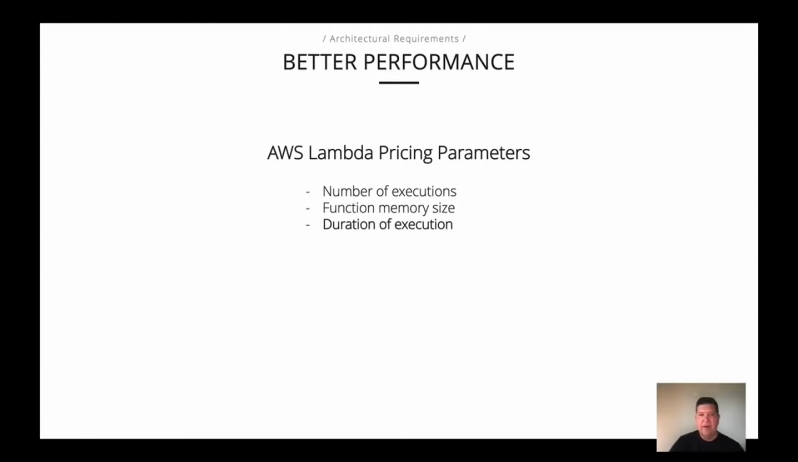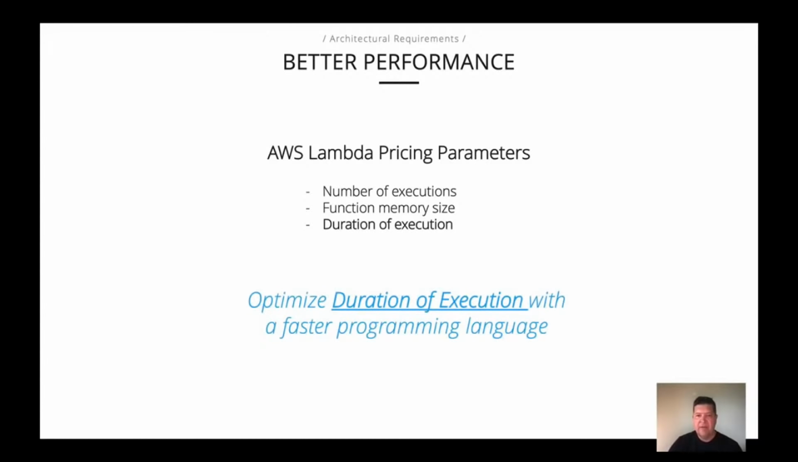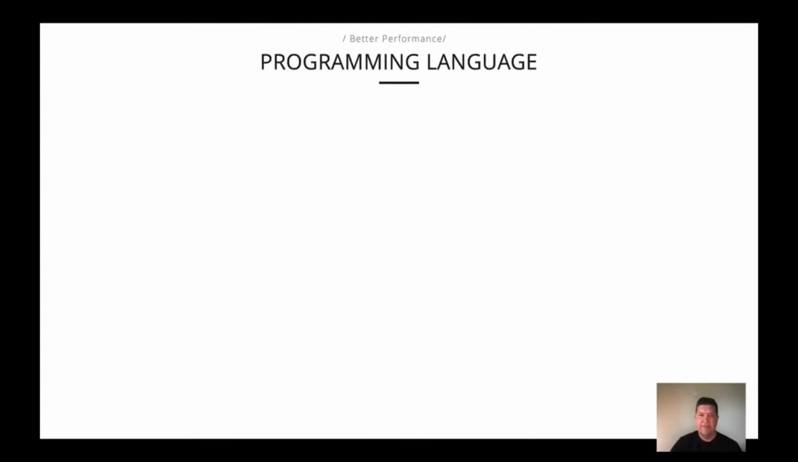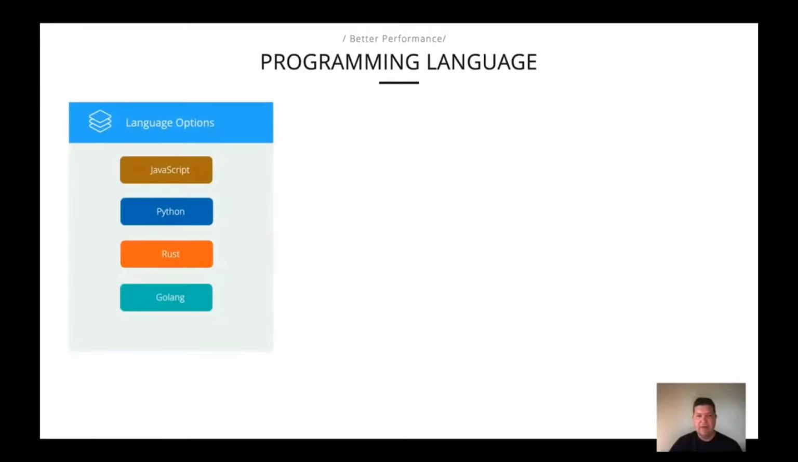The main thing here for us is better performance. Lambda is priced on the number of executions, the memory size of your Lambda deployment, and then the duration of execution. So we're focused on optimizing the duration of execution using faster programming languages. So what are your options? We looked at JavaScript, Python, Rust, and Go.